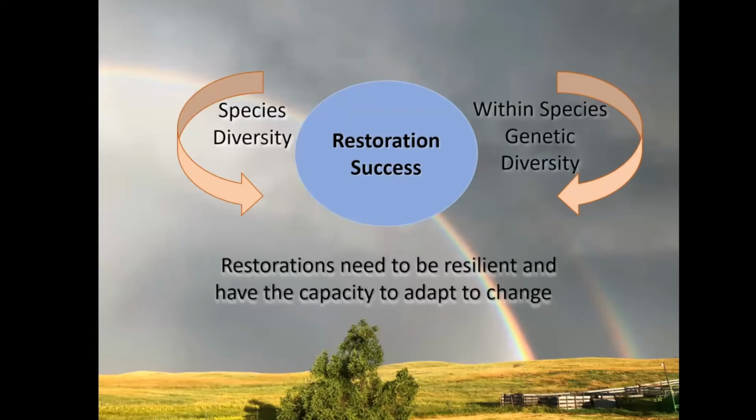And so with my project, I will advocate the need for restorations to have a two-pronged approach, one that includes using species diversity and additionally including considerations of within species genetic diversity. And considering both aspects of diversity will be essential in ensuring that these habitats are able to persist over time.